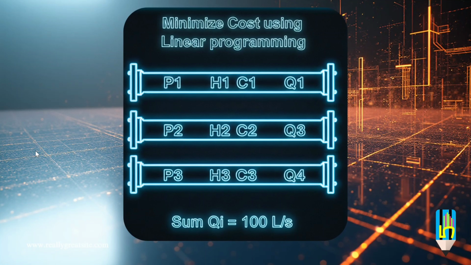And the head loss through each pipe is H1, H2, H3, and the cost function C1, C2, C3. Accordingly, the discharges will be Q1, Q2, Q3. Kindly read the discharge in pipe 2 as Q2 and pipe 3 as Q3, right? So now this is the problem set.